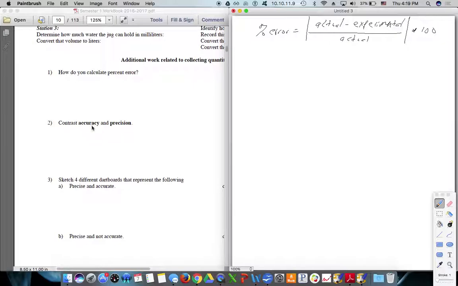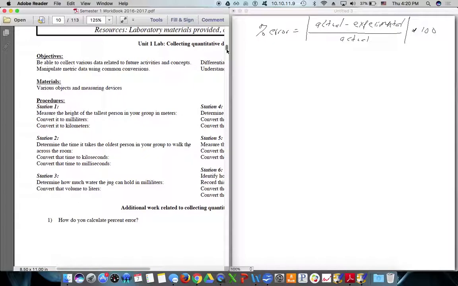Contrast accuracy and precision. Accuracy is how close you are to the right answer. Precision is how close the data points are to each other. And so we can look at a couple examples later on. But accuracy, how close to the right answer. Precision, how closely to each other. And the dartboard scenario is one that gets used very frequently for this.